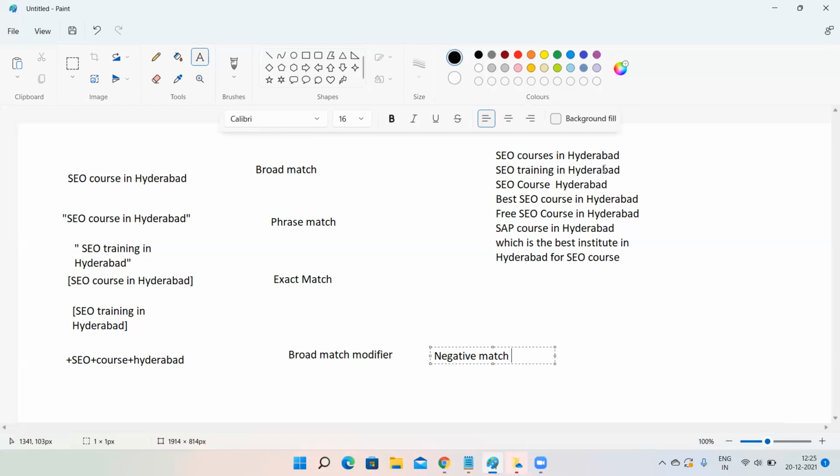Singulars and plurals, Google will not mind. And spelling mistakes also Google will not mind, because everybody will not be perfect in it. So Google will not mind spelling mistakes. Even if somebody is searching with a spelling mistake, still your advertisement is going to appear.